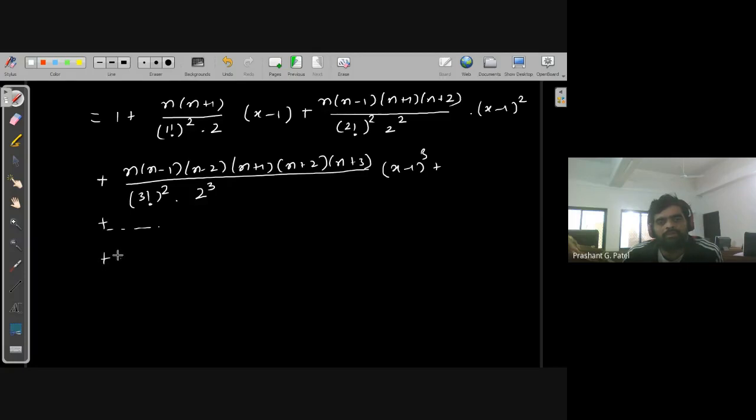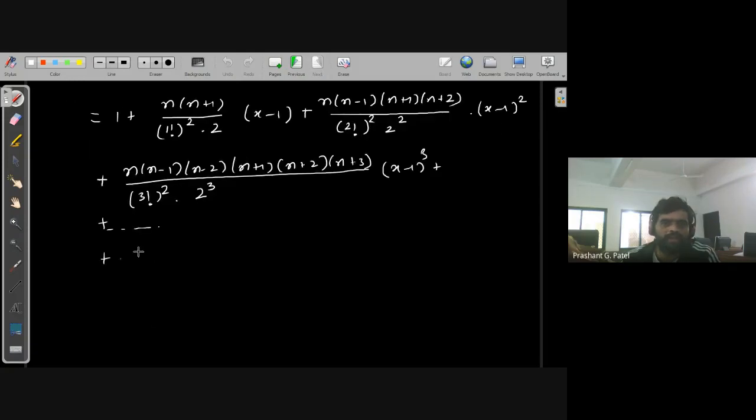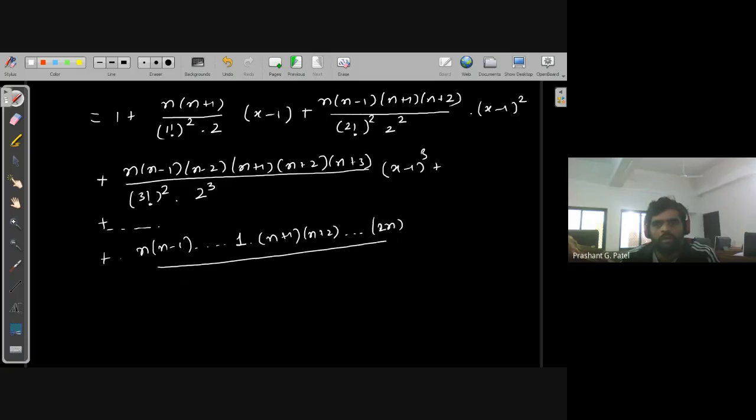And the last term you will have, which again you can adjust, this is 1, so you will have n into n minus 1 up to 1, that is n plus 1, n plus 2 up to 2n upon n factorial square into 2 power n into x minus 1 power n. So this is equation 1, your Legendre polynomial.